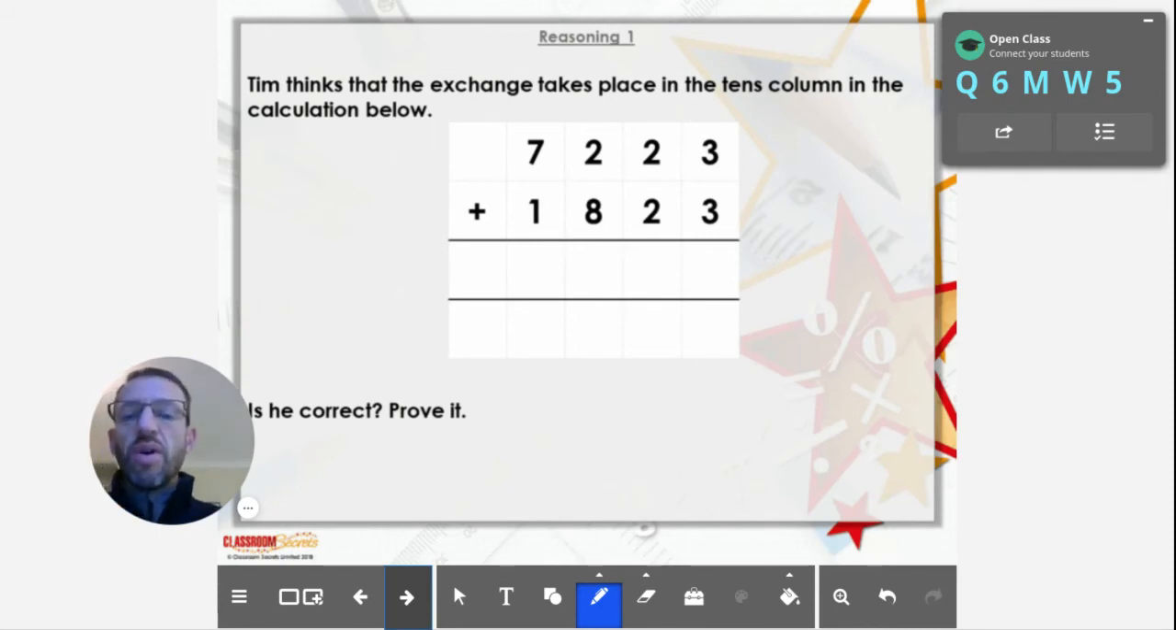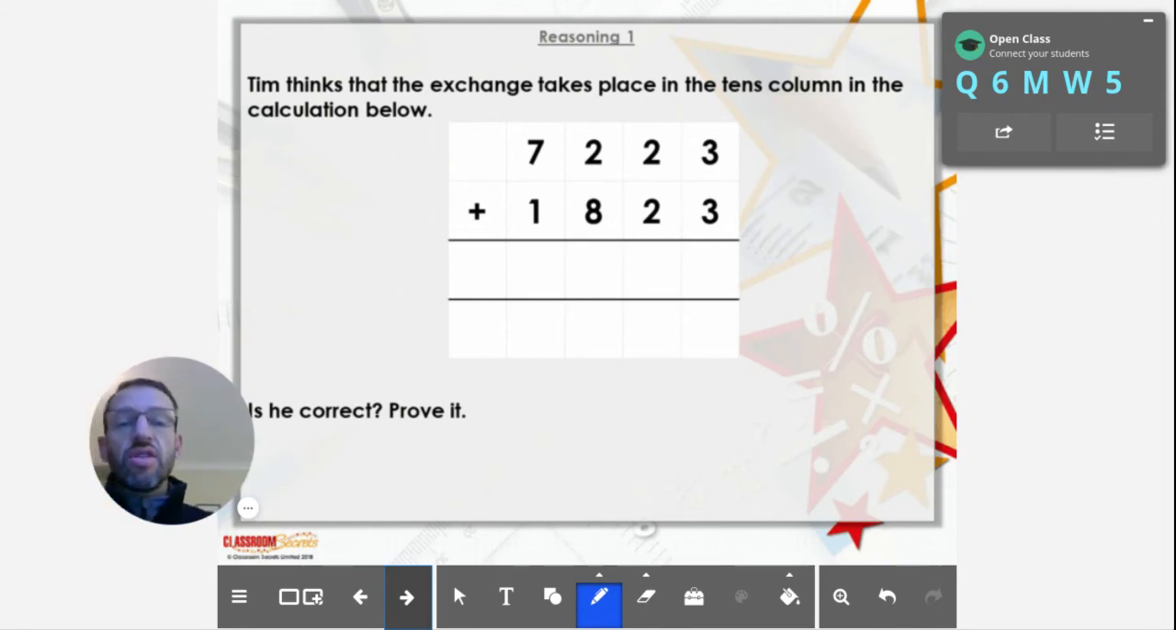This is an interesting one because somebody makes a statement and we've got to prove it. Tim thinks that the exchange takes place in the tens column in the calculation below. Is he correct? And prove it. So first of all, you're going to have to write down your question number. You're going to have to write down he's wrong or he is incorrect. So you actually got to write the answer down and you've got to see why he's wrong.